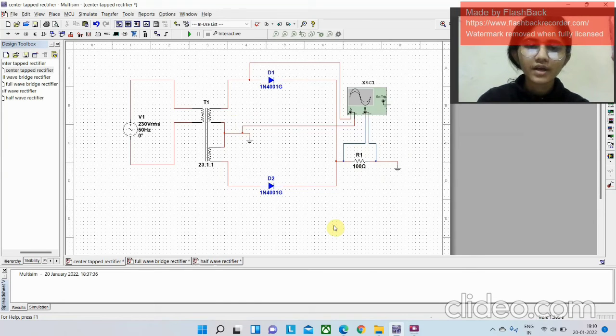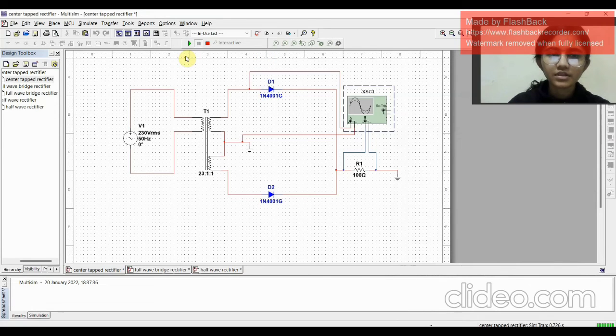Now in this also, as we have taken two diodes, in the first positive half cycle, D1 will be on and D2 will be off, working as an open circuit. In the negative half cycle, D1 will be off and D2 will be on. So the same thing will happen in the center tapped rectifier too. We will receive output in both positive and negative cycles. Also, if we run the circuit, we will be able to check if we get the desired output or not.